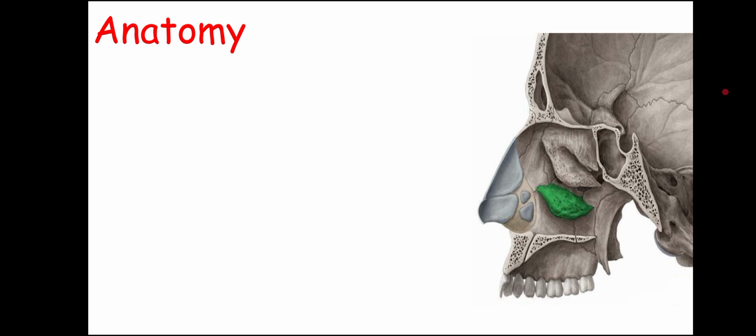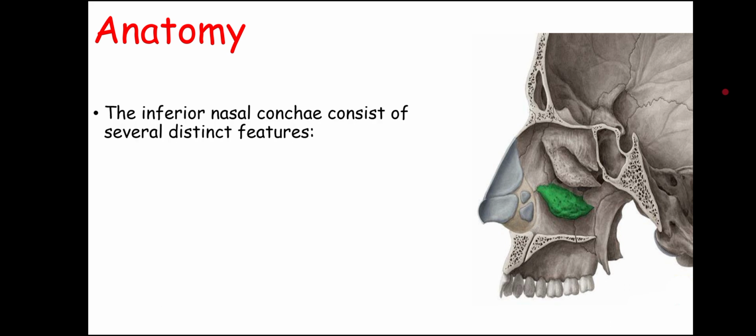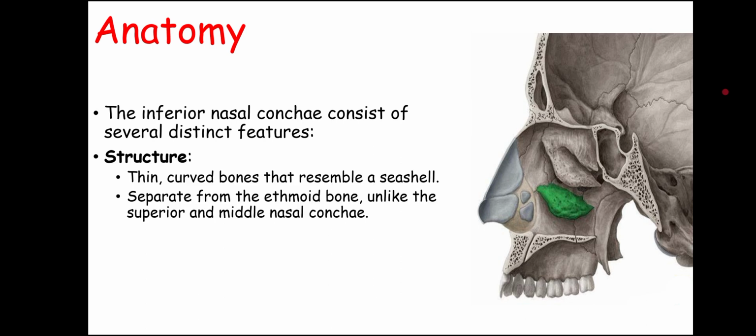Now let's talk about the anatomy of inferior nasal conchi. The inferior nasal conchi consist of several distinct features. The first we will talk about is structure, that is a thin curved bone and it resembles a seashell. It's separate from the ethmoid bone, unlike the superior and middle nasal conchi that are part of the ethmoid bone. Then we will talk about the surfaces, borders and processes of inferior nasal conchi.